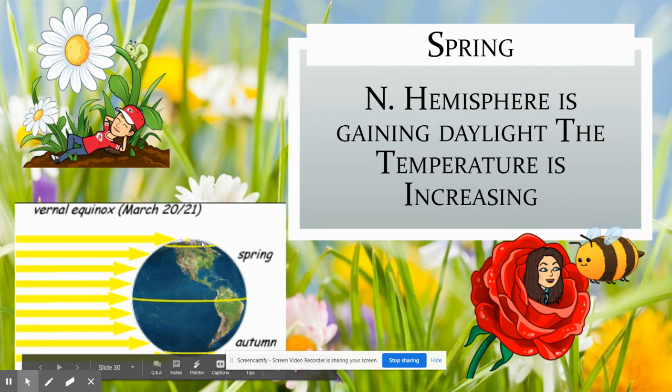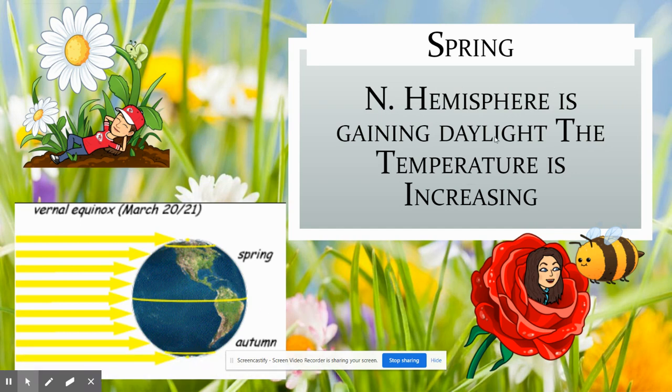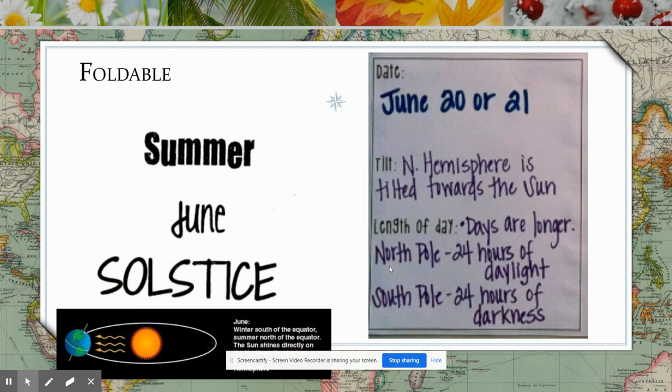In the spring, it is very similar to the fall, yet we are moving towards summer. We have equal amount of sunlight. In the northern hemisphere, we are gaining more daylight. We're going to have more hours of sunlight outside. Temperature is increasing. We're getting closer to those summer months where the northern hemisphere will then be tilted towards the sun. So the last one we're going to talk about is our summer solstice.